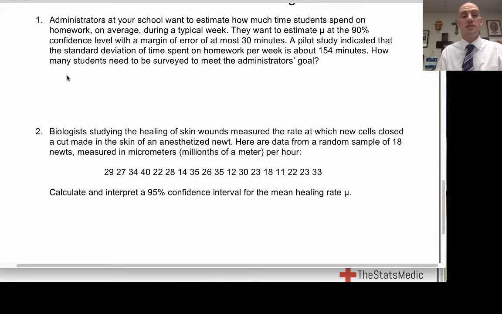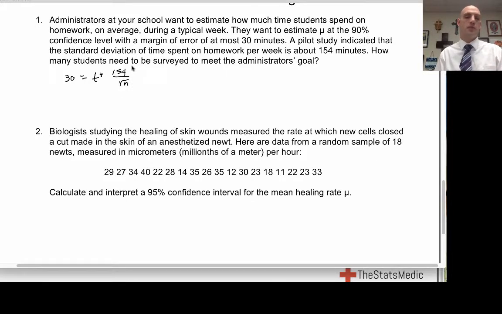So it states our margin of error is 30, and it's equal to, and what are we doing here? So how do we figure out our t star? We're just going to leave it for a second here. And then we're going to do 154, and we're going to divide by root n.